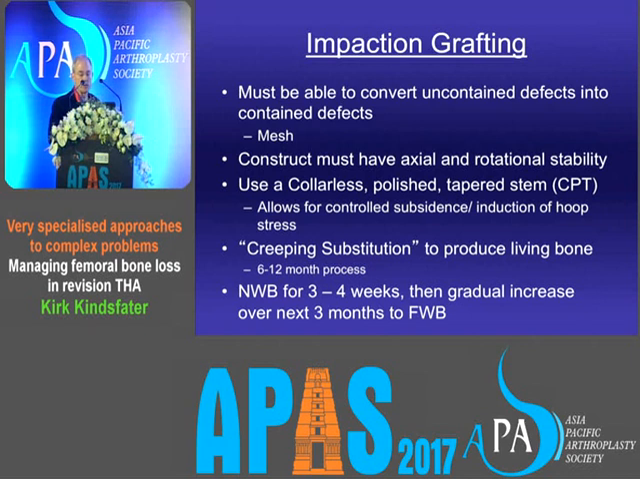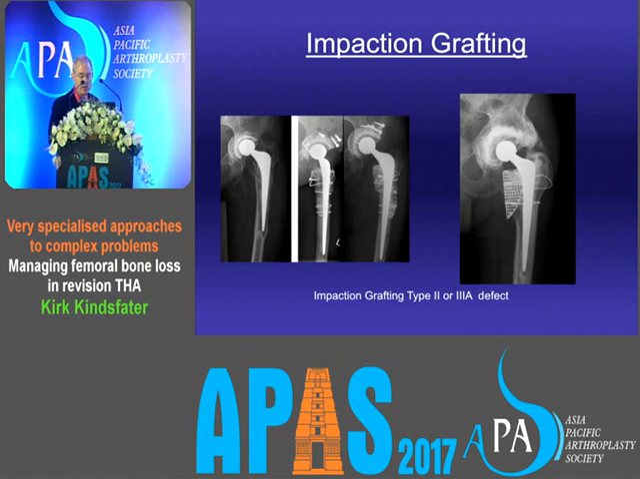You use a collarless, polished, tapered stem. That allows for the controlled subsidence. You can induce hoop stresses, and that will allow creeping substitution in the bone. Eventually you get living bone, but it's quite a long process, and you have to protect the patient for quite a while.